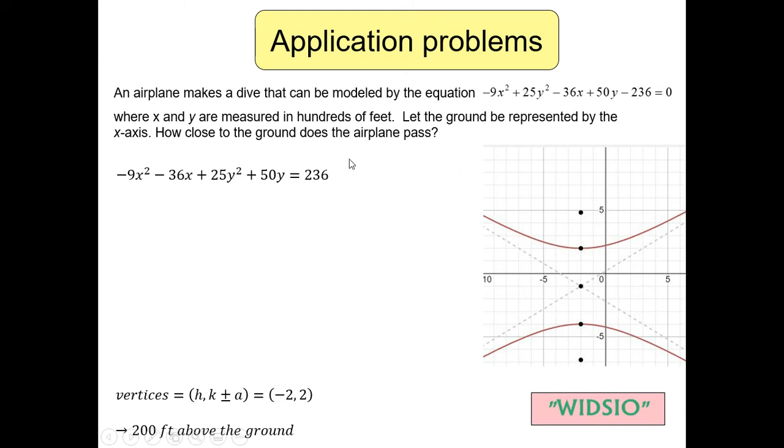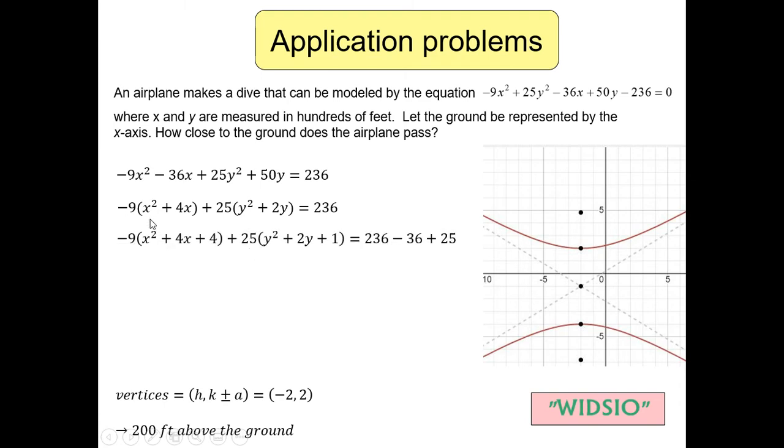Well, I'm going to rewrite this, put the 236 on this side, gather my x terms together, gather my y terms together. Okay. And here I have negative 9x squared plus 4x plus 25y squared plus 2y is equal to 236. Complete the square by adding 4 to this. Okay, that means I have to subtract 36 because I have 4 times negative 9. I have to subtract 36 here and add 1 here times 25. So I'm going to add 25. So this becomes negative 9 times x plus 2 squared plus 25 times y plus 1 squared is equal to 225.